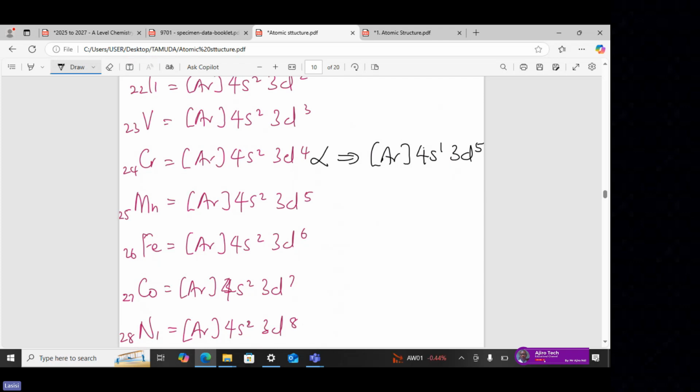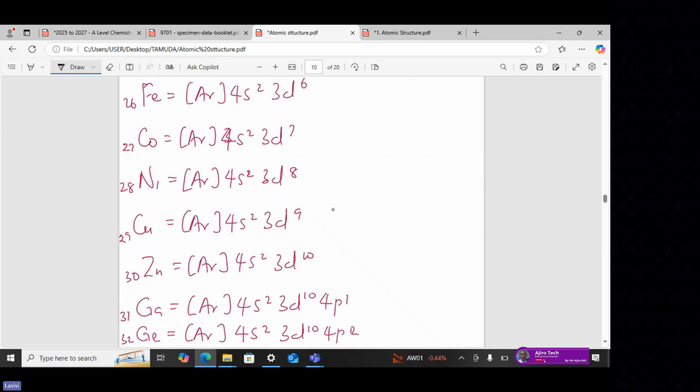Just give me one electron and let me be stable. It was too troublesome. Again, now say, don't kill me. Just take one and don't kill me. Then you go for copper. Copper says, no, I'm not taking this from you.